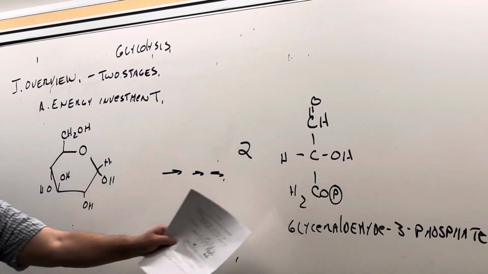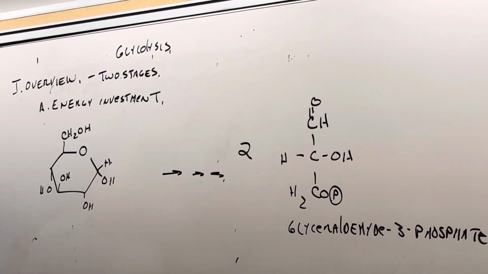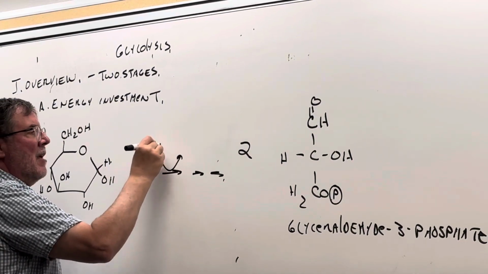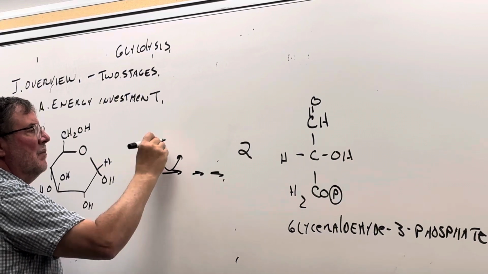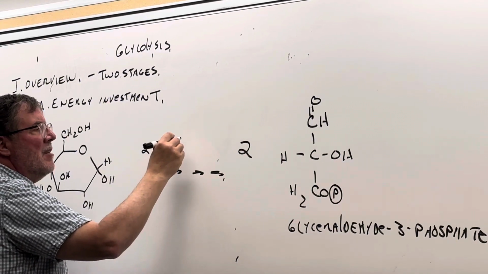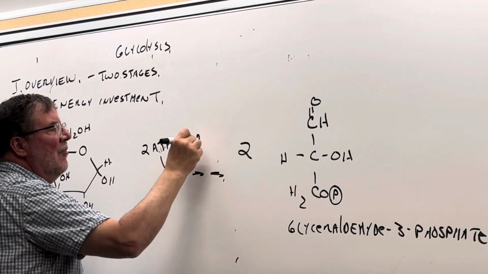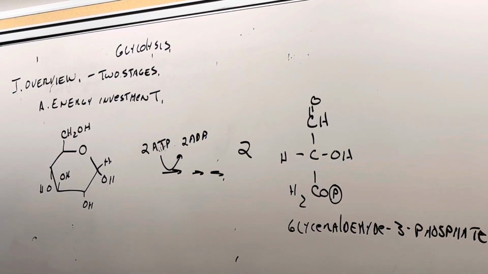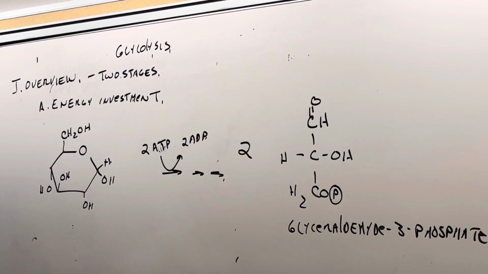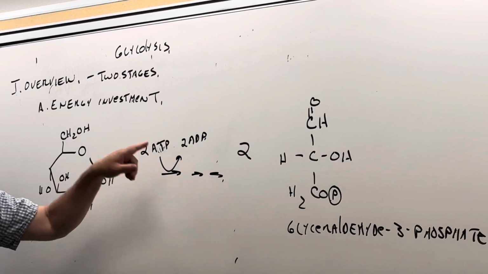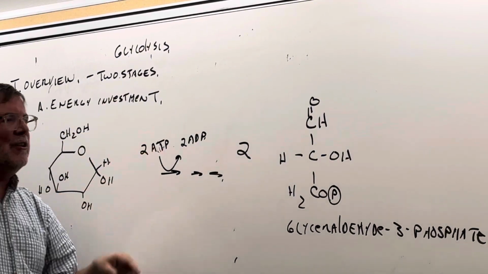In order to make these phosphate esters, that's going to take some energy. So we couple that to ATP, so we basically have 2 ATPs, and then we end up getting 2 ADPs. You might say, hold on, what's going on? We're supposed to get ATPs, not use them up, right? But in this first phase, the energy investment phase, we actually use some ATP.